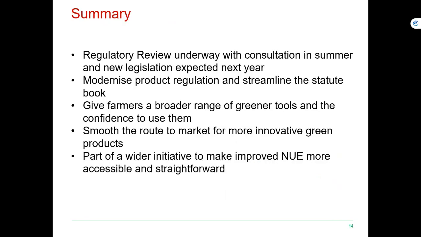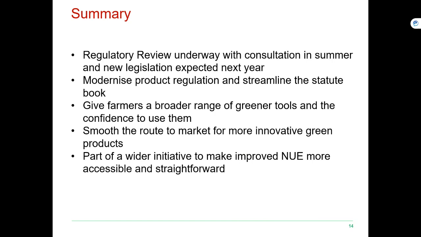So that kind of brings me to the end of what I wanted to say today. And in summary, regulatory review is underway with consultation expected in the summer and new legislation expected next year. What we're hoping to do is modernise product regulation and streamline the statute book, but also give farmers a broader range of greener tools and the confidence to use them.